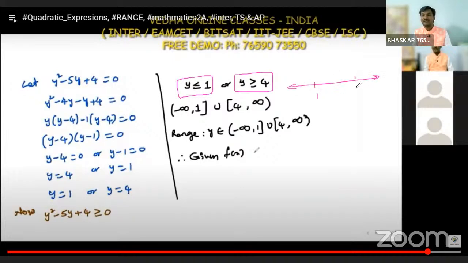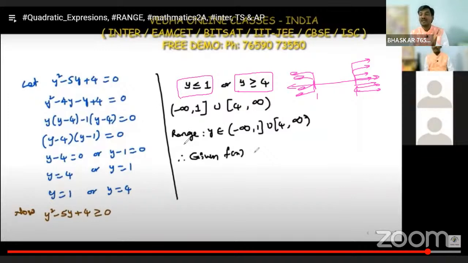For example, this is 1 and this is 4. The values including 4, since greater than or equal to is there, we take the right side, all values more than this, and all the values on the left side less than 1 also. That means minus infinity to 1 union 4 to infinity.